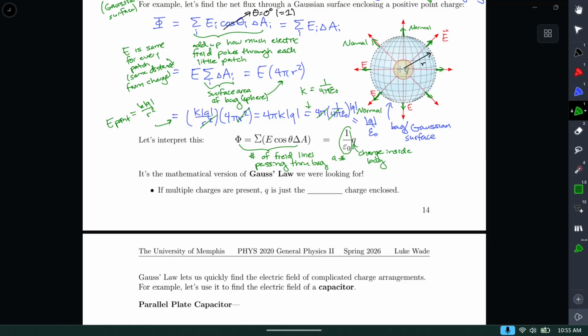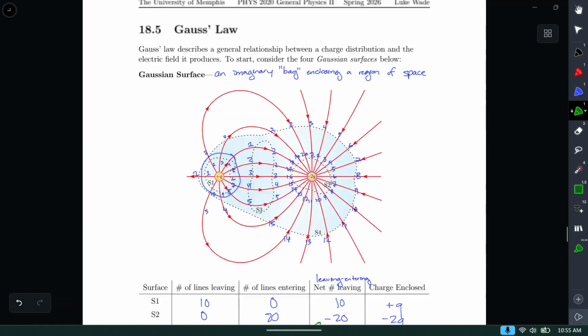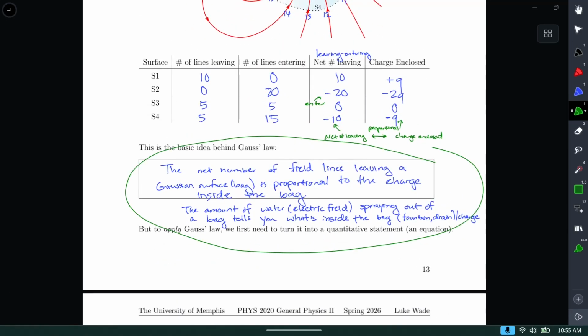Charge inside the bag. Read that off. The number of field lines passing through that bag is proportional to, is a number, a multiple of the charge inside the bag. That's Gauss's law. That's this right here. We just turned it into a mathematical statement. It is an equation we can work with now.